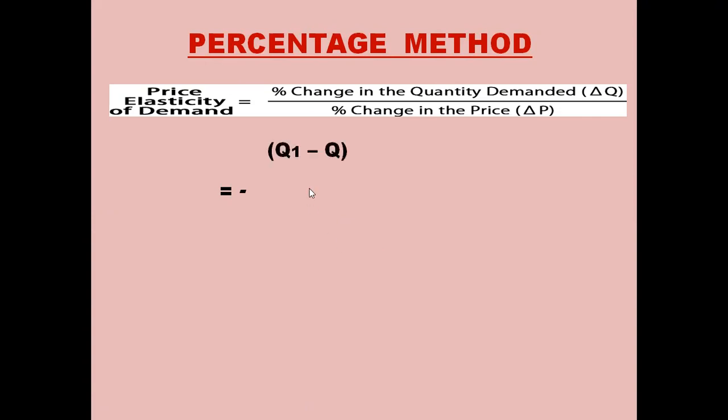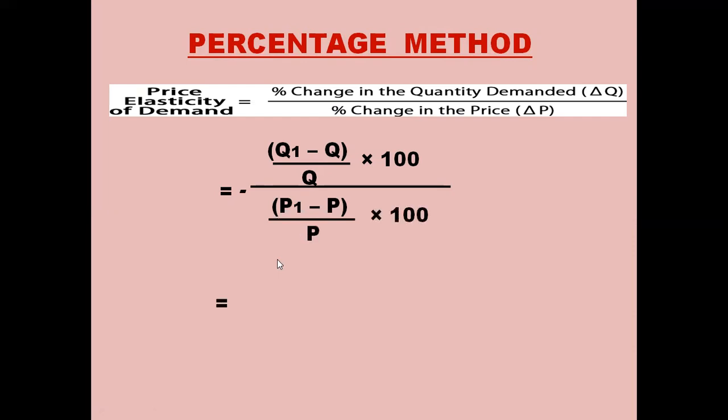So for percentage change in the quantity demanded, initially suppose the quantity is Q, new quantity is Q1. So (Q1 minus Q) divided by initial quantity, multiplied with 100, gives us percentage change in the quantity demanded. Similarly, if P1 is the new price and P is the initial price, (P1 minus P) divided by the initial price, multiplied with 100, gives us percentage change in the price. Now 100 gets cancelled out. So Q1 minus Q is del Q and P1 minus P is del P, right?